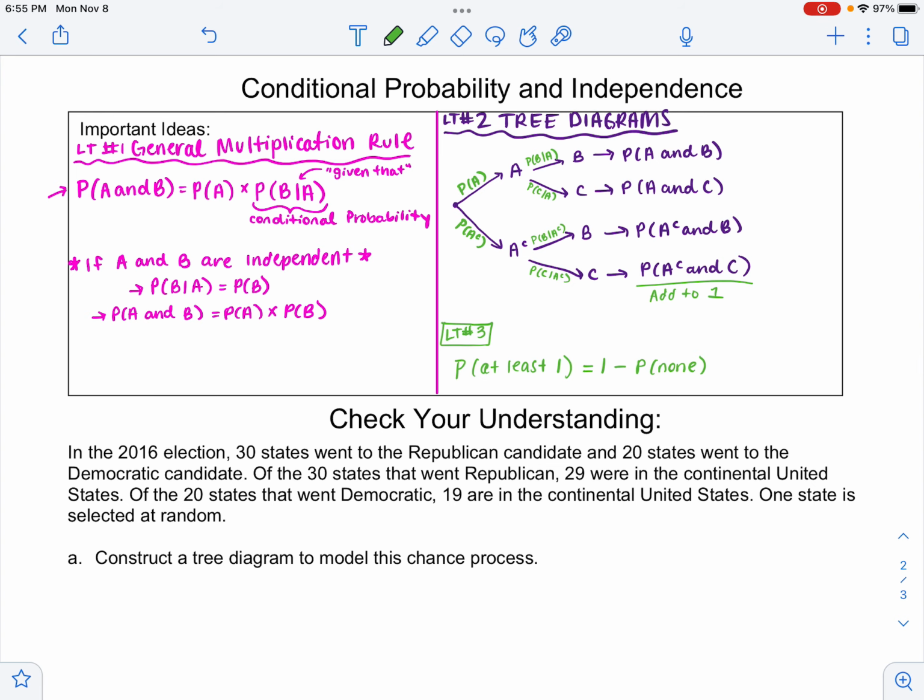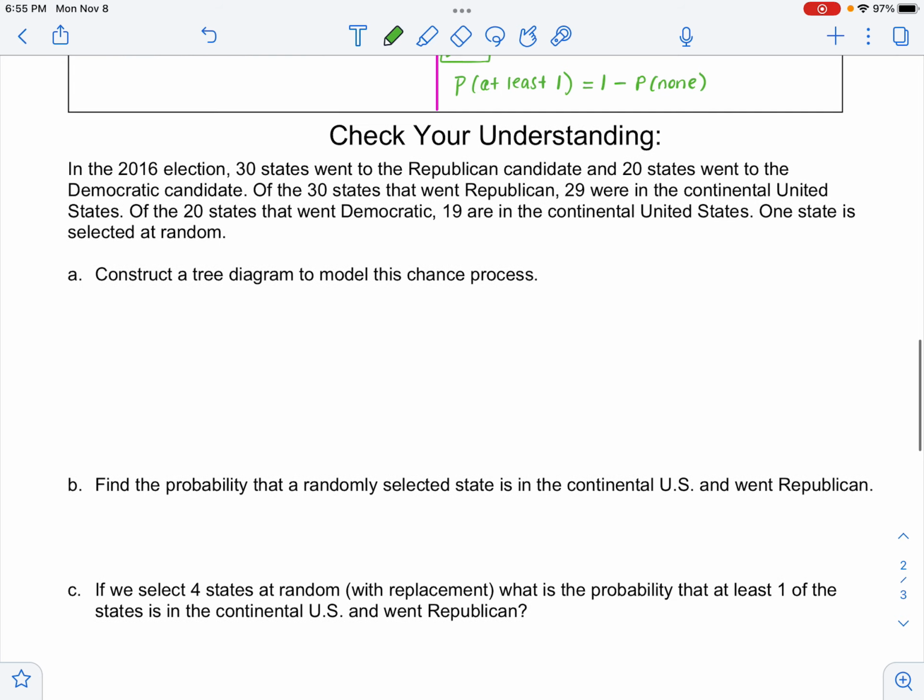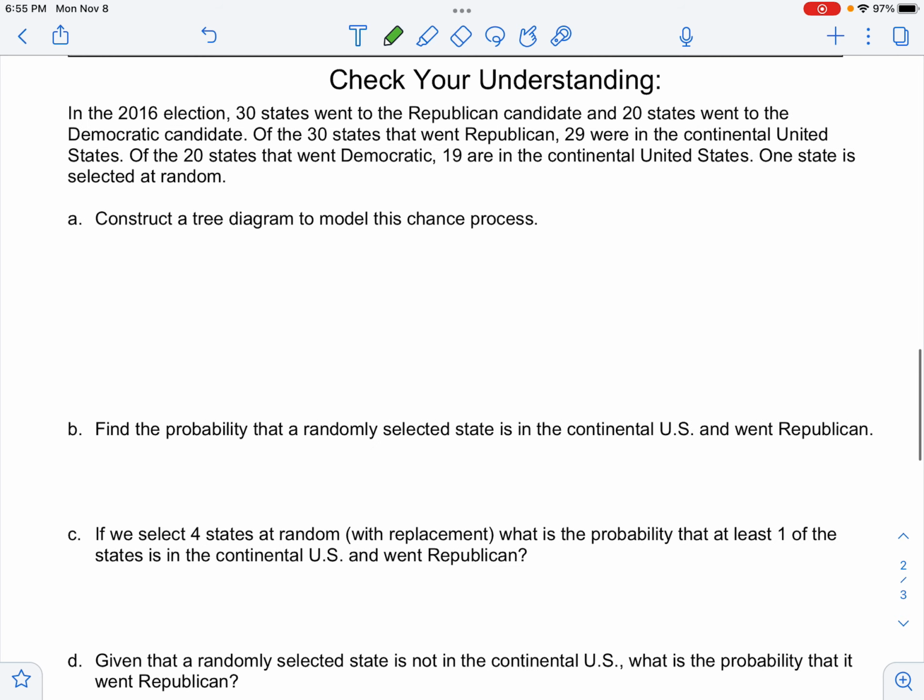Let's continue on to the check your understanding. See how you do, if you can do them on your own, so pause the video, and then I'll go through each of them and give some extra additional notes as well.